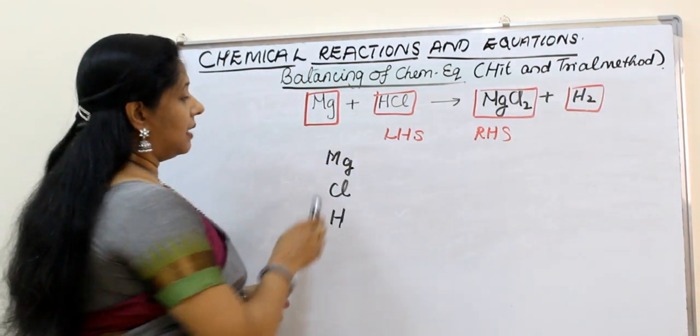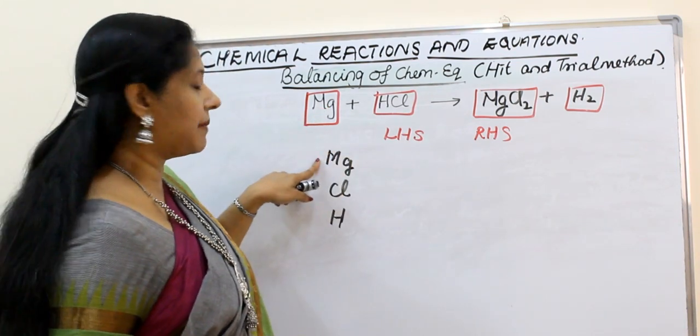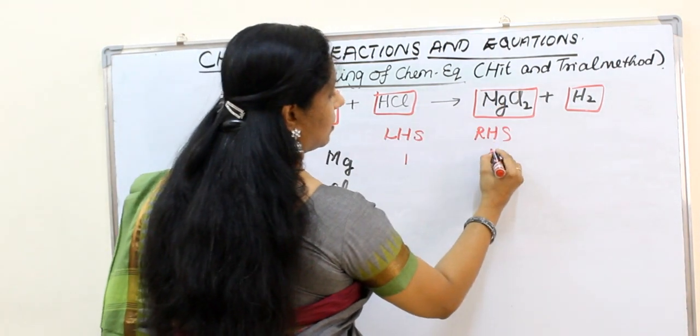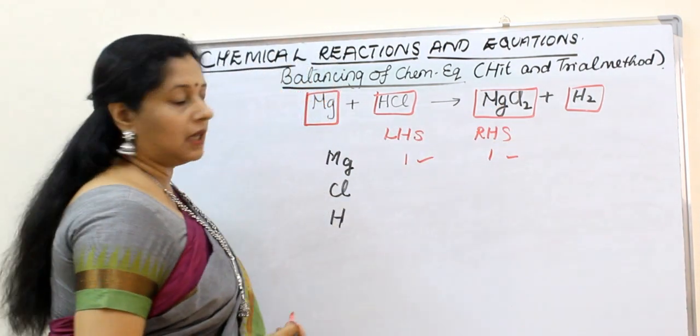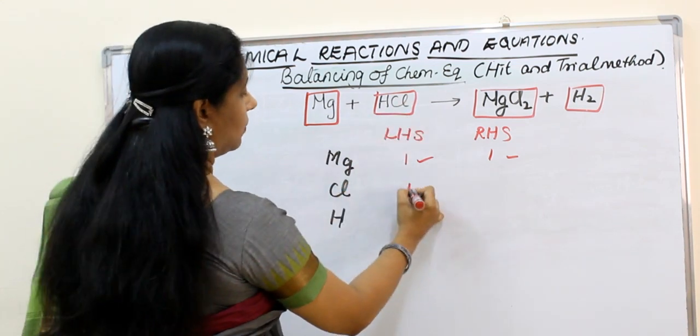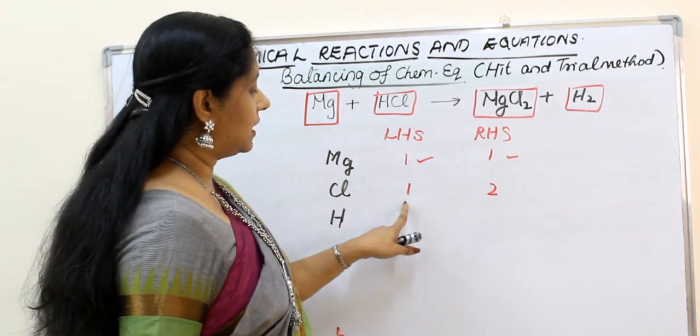So here, magnesium. On the left hand side, how many magnesium? Magnesium being a metal, I am taking magnesium first. 1 magnesium. Right hand side also 1. So it is equal. Now coming to chlorine. Chlorine is 1 on the left side, and 2 on the right side. So this side 2, this side 1.